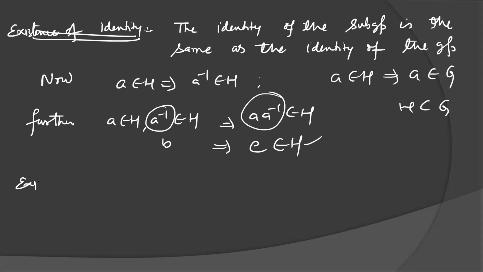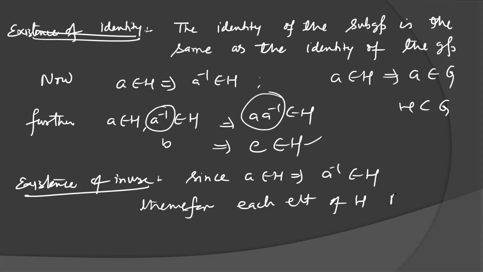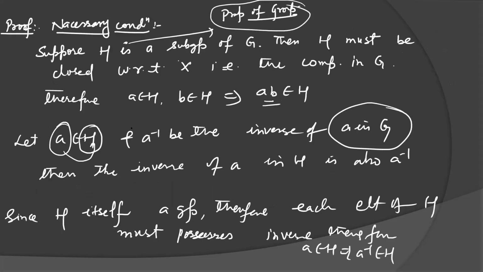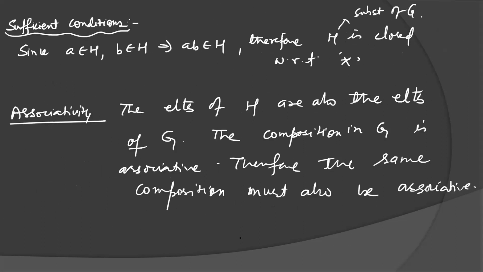Okay. Existence of inverse, the last property. It is given actually in the problem. It is given since A belongs to H, by the given second property, A inverse also belongs to H. Therefore, each element of H possesses an inverse. Actually, if you see carefully, two properties are given: closure and inverse. We have to check associativity and identity. We have checked that.